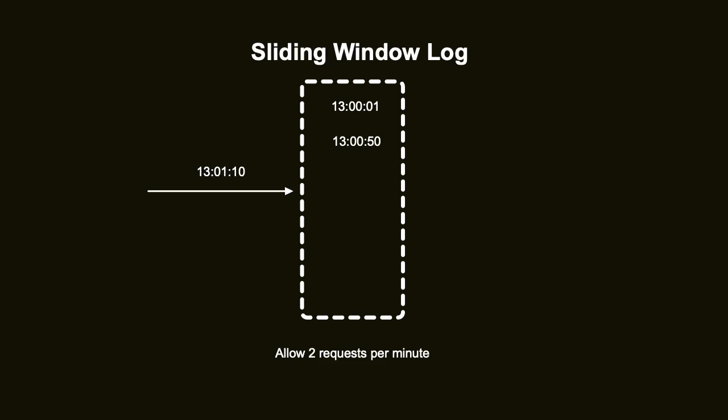Now, when this request came in, I checked my log and I found that there is an entry that is older than 1 minute. So I removed that timestamp from my logs and added this timestamp. By this time, I see that I still have the limit of two requests per minute under control. So this request is also passed.